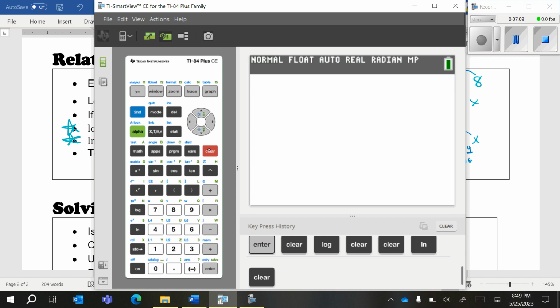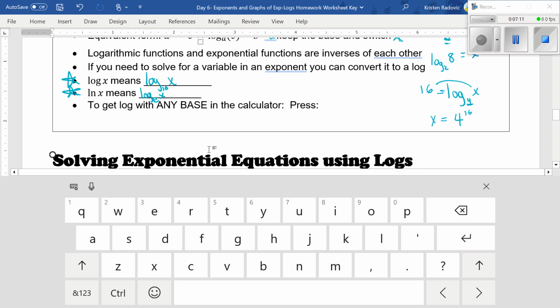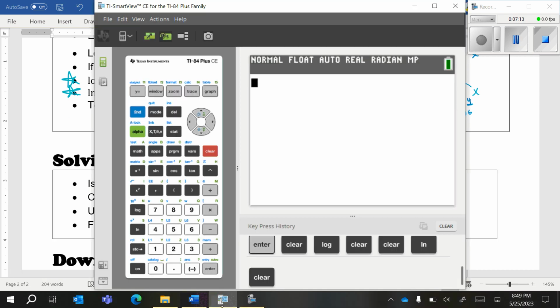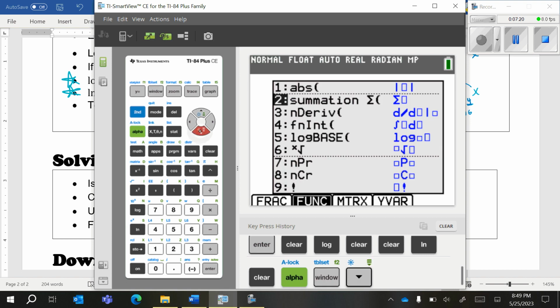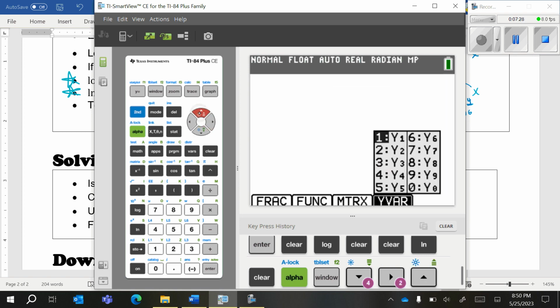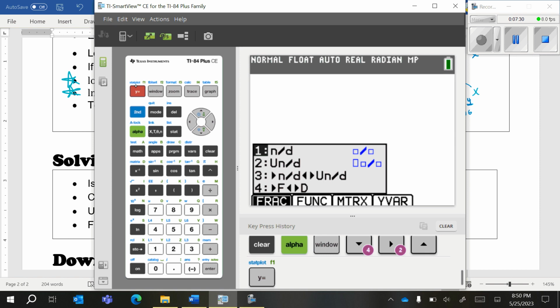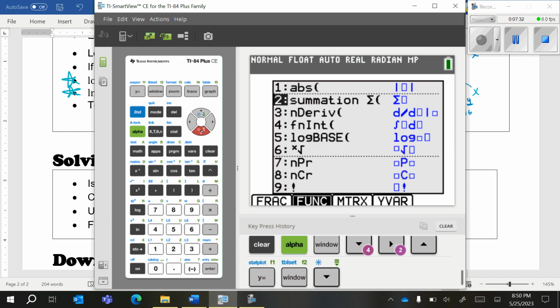If you ever need to find the log button in your calculator, and I'm not talking about log base 10, I'm talking about any base, it's alpha, window, choice 5. Now, if you have another way to find it, that's great, but I prefer alpha, window, choice 5, because you have absolute value, summation, log base, and then the any root button there. So it's really helpful.